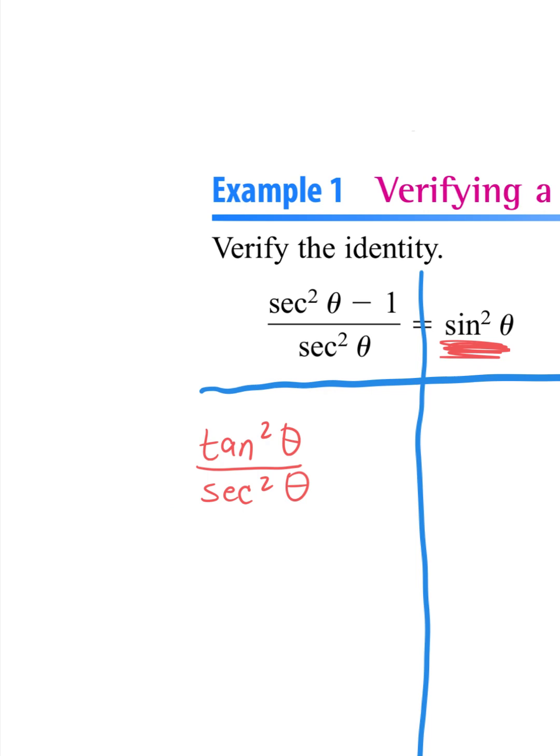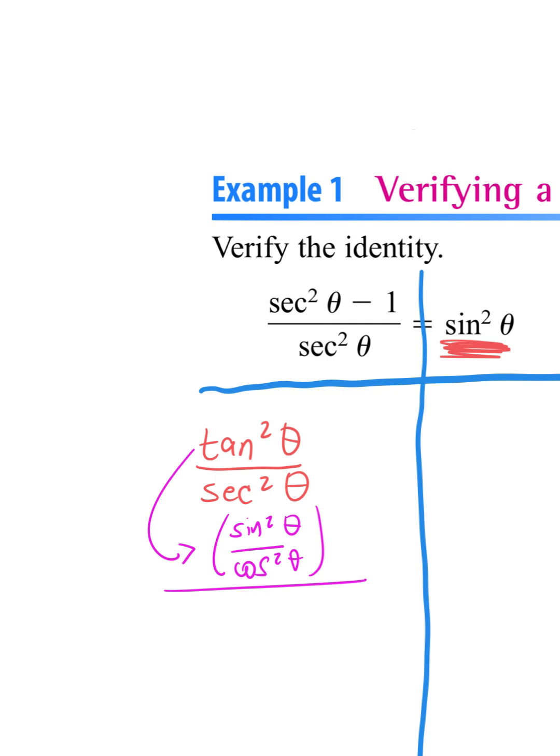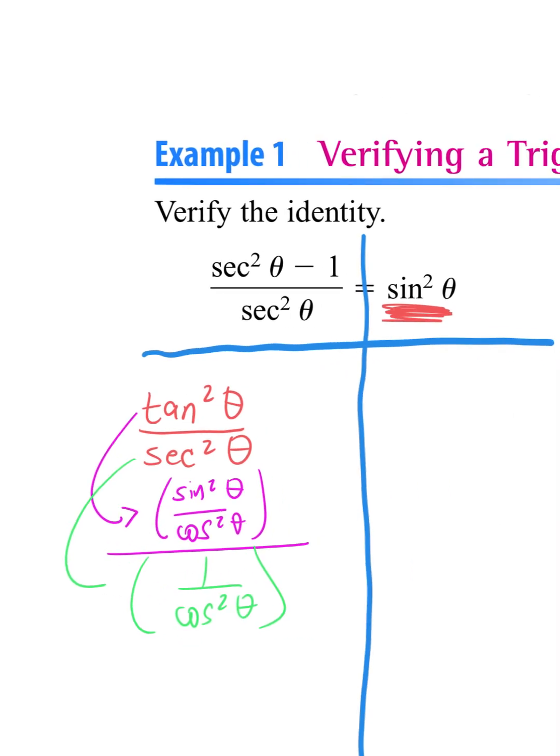So my numerator, tangent, becomes what? Sine squared over cosine squared. Perfect. Divided by, what does my denominator become? 1 over cosine squared. Perfect. All right, did that help us a ton? Kind of.